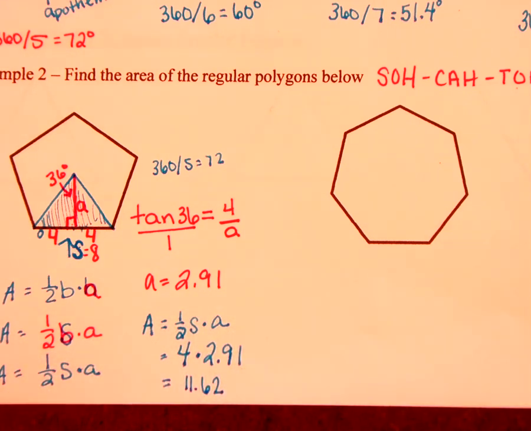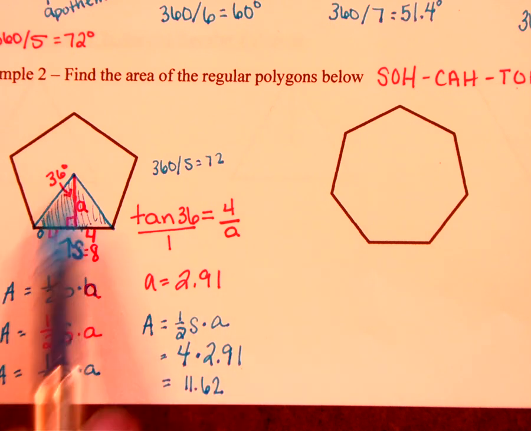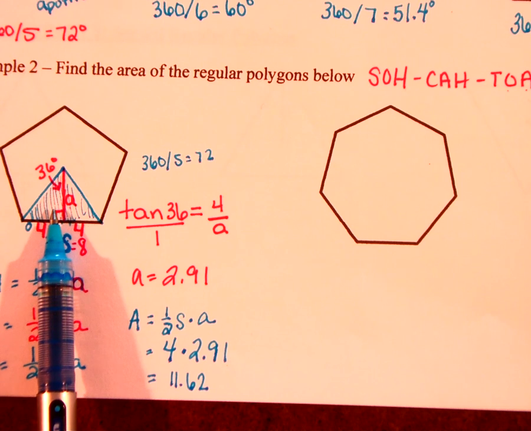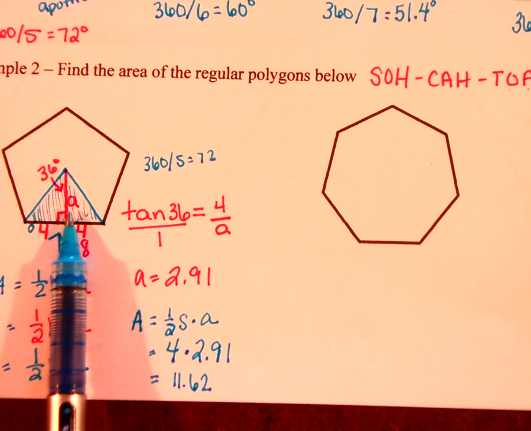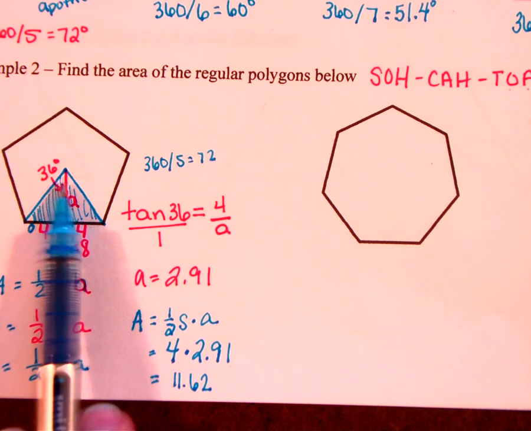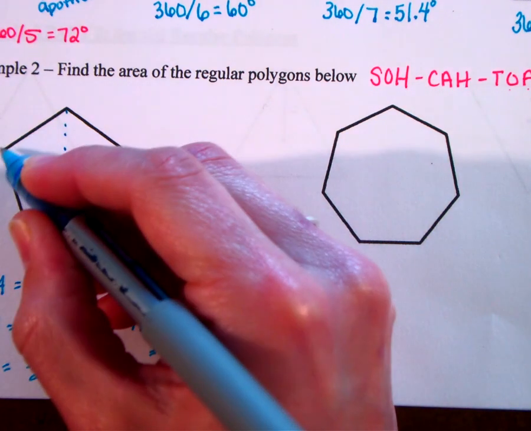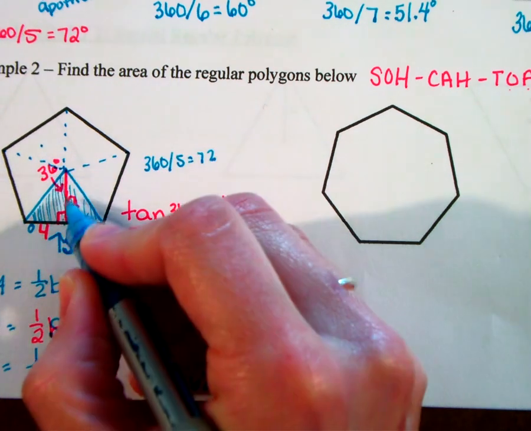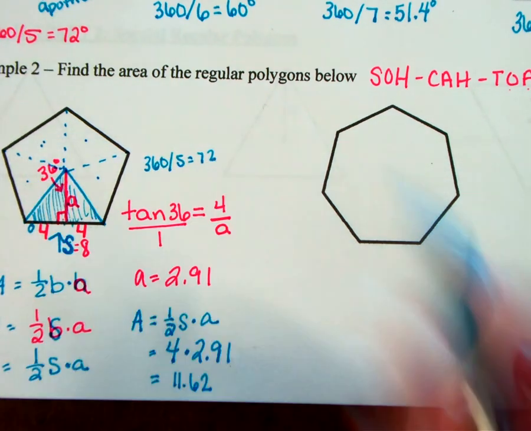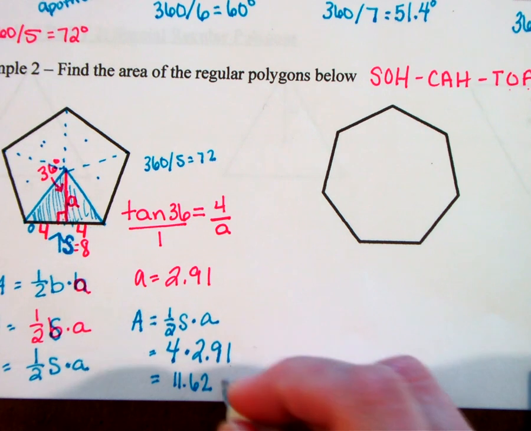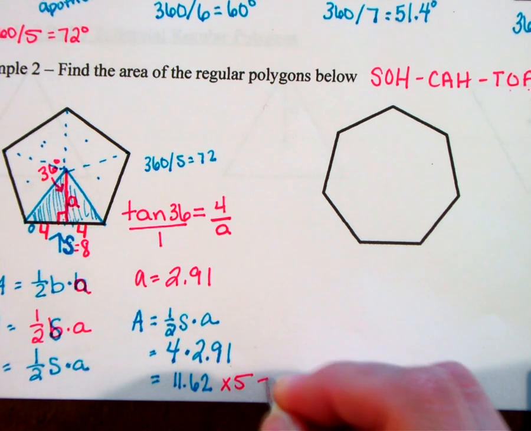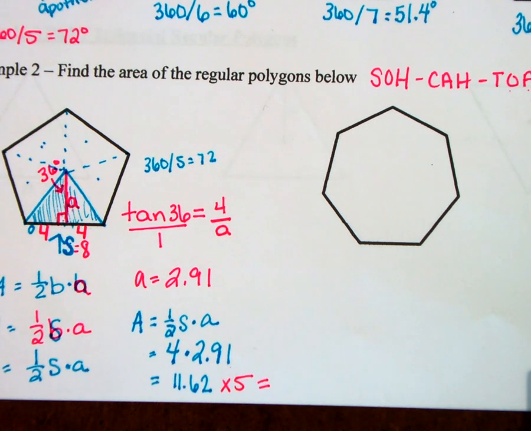Okay, now we have to be careful. This is a long process, so if you're confused at this point, please just stick with me, and we'll do a couple of examples to make you feel a little bit more comfortable. This was just the area of one triangle inside this pentagon. How many of these triangles exist in the pentagon? Well, there's one there, 2, 3, 4, and 5. So my last step is to multiply this times 5, because there are 5 triangles inside of that shape.